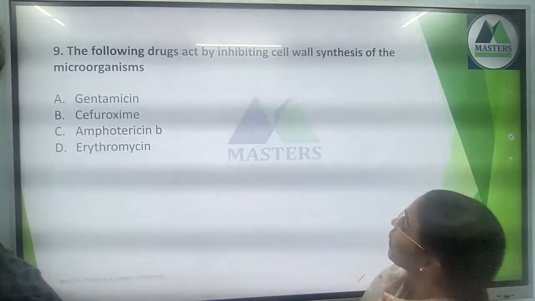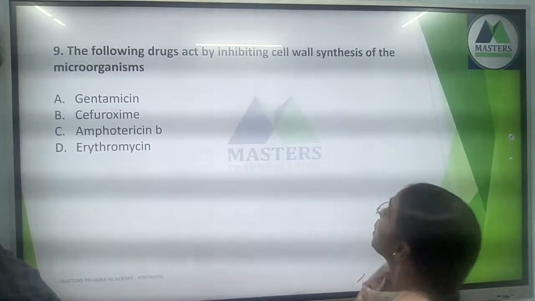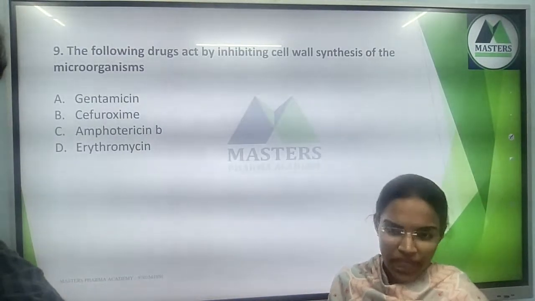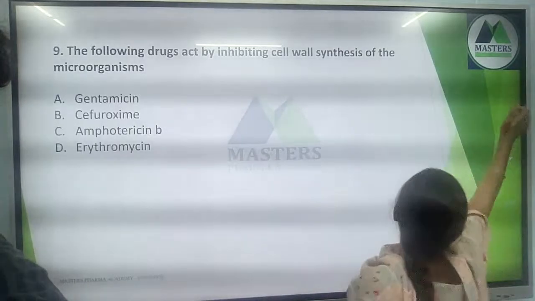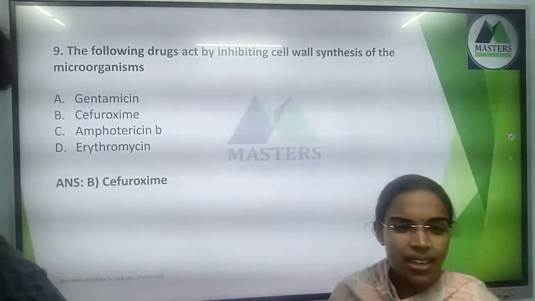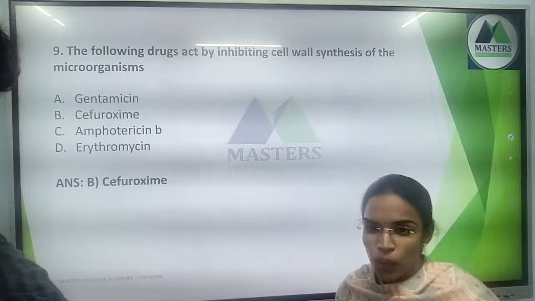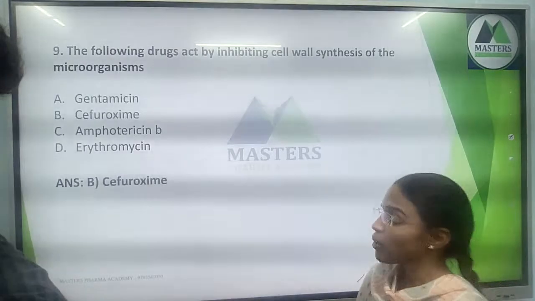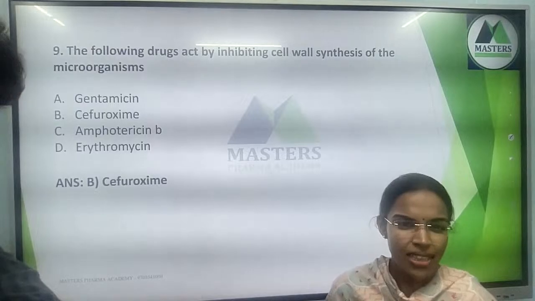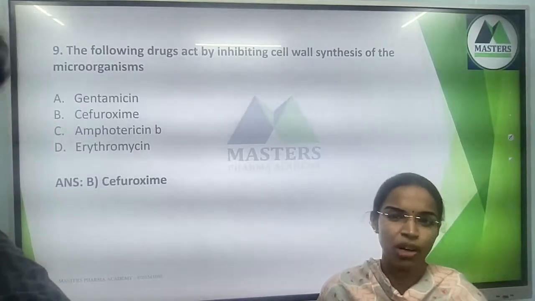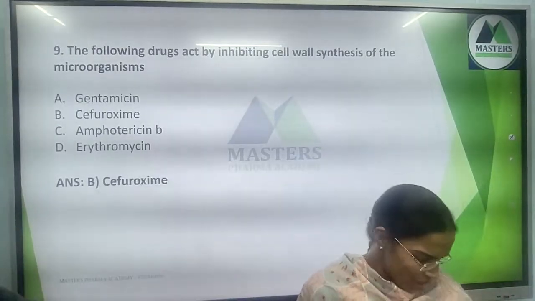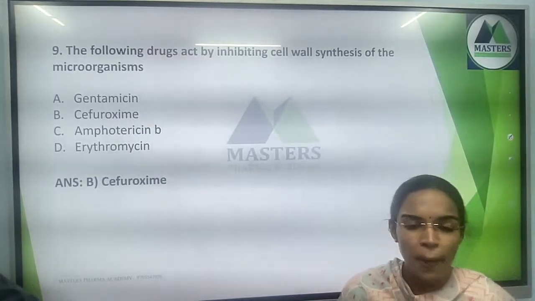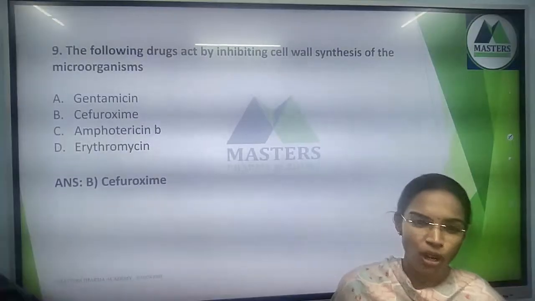The right answer for this question, drugs that act by inhibiting cell wall synthesis of microorganisms, is option B, cefuroxime. Yes, very good. Many right answers. Why? Cefuroxime belongs to which class of antibiotics?